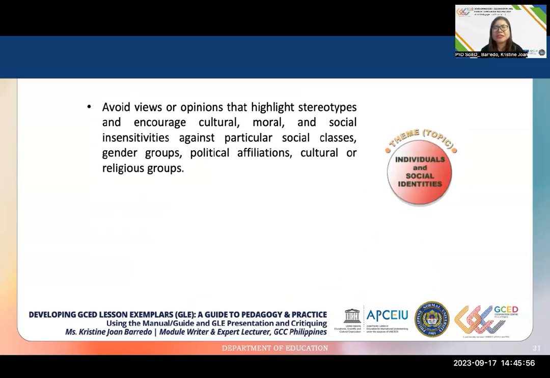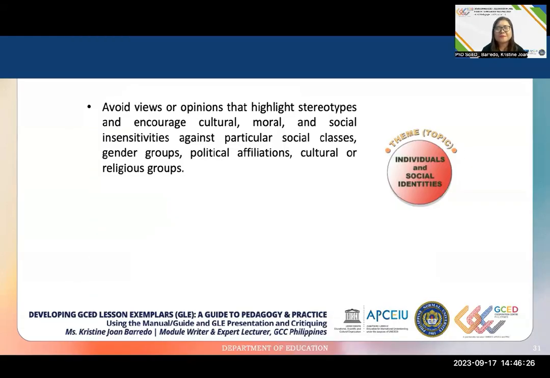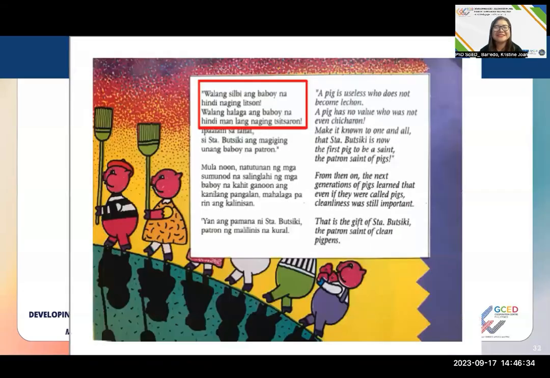Avoid views or opinions that highlight stereotypes and encourage cultural, moral, and social insensitivities against particular social classes, gender groups, political affiliations, cultural or religious groups. Example of that is, walang silbi ang baboy na hindi naging lechon. Walang halaga ang baboy na hindi man lang naging chicharon. So, how does it become biased and highlight stereotyping of individuals that are fat and gluttonous?